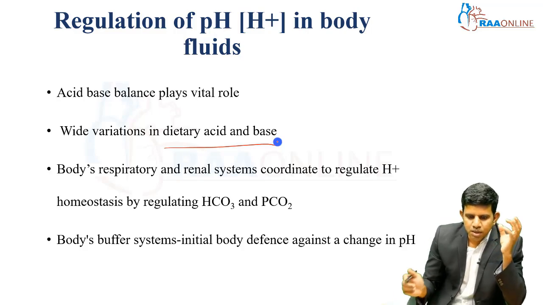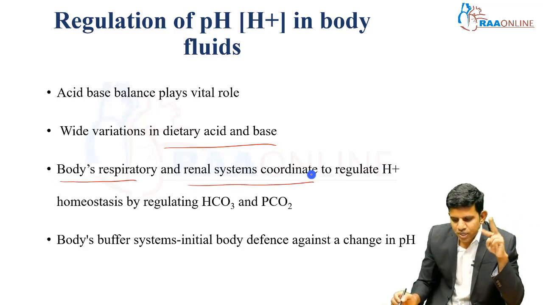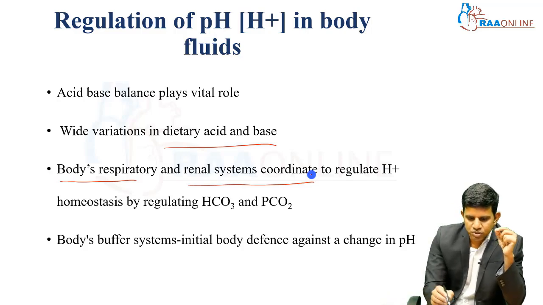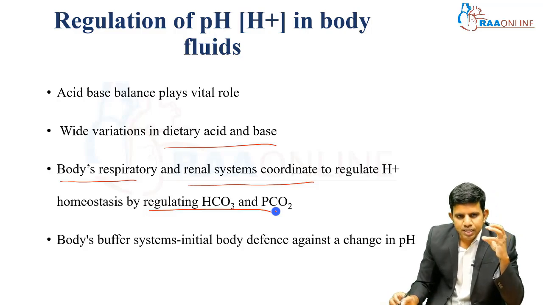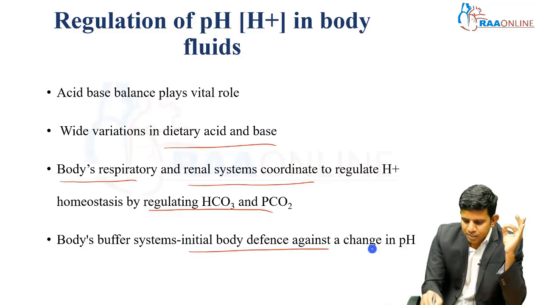For example, the body has the respiratory and renal systems, which coordinate to regulate hydrogen ion homeostasis by regulating the bicarbonate and PCO2. Another important thing is the body's buffer system. This is the initial body defense against a change in pH.